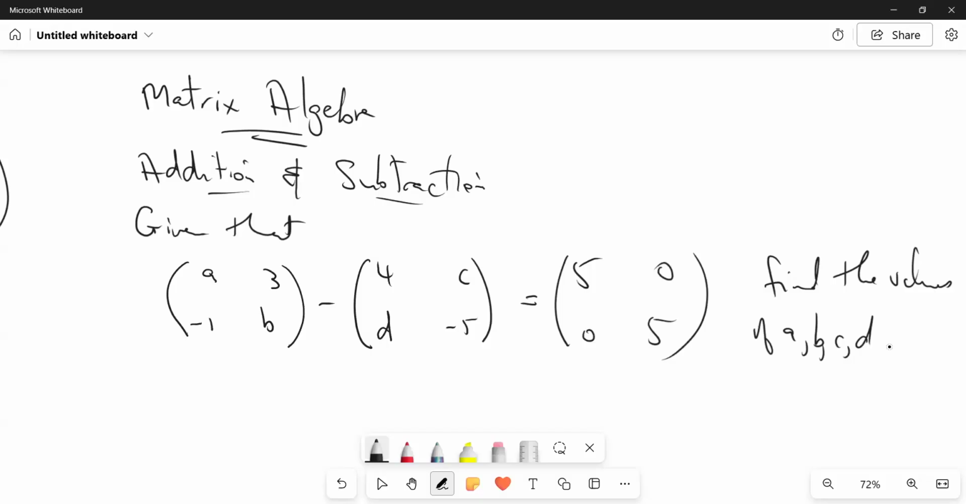You want to find values of A, B, C, and D, right? So you can do your subtraction according to this here. All right, let's do the subtraction. So we're going to do this piece here. So A minus 4, you write A minus 4. 3 minus C. Minus 1 minus D. And then B minus 5 now becomes B plus 5, right? All of this is equal to 5005, right?